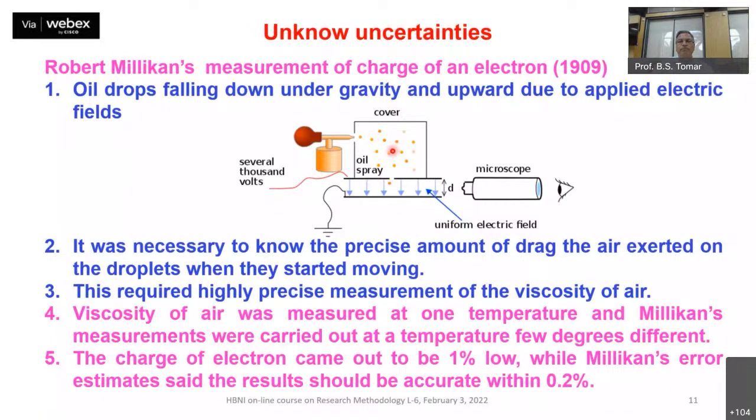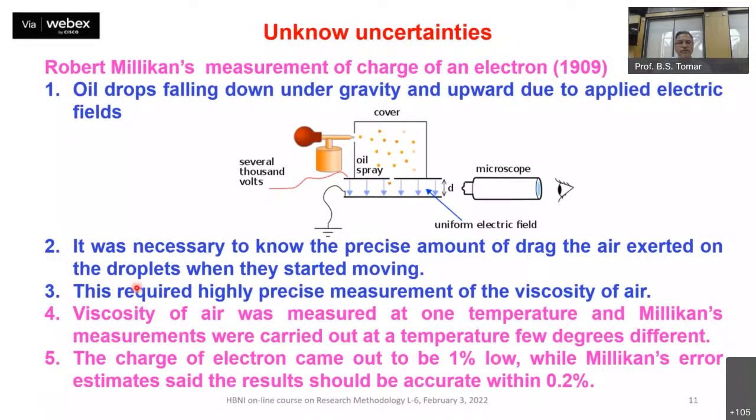So there is a balance between the gravity and the applied electric field, to make for a steady drop of the oil drop under this applied electric field. But then there is another factor here, which is the drag. It was necessary to know the precise amount of drag the air exerted on the droplets when they started moving. So when the droplets are falling down under gravity, and then the electric field gradient keeps them up, there is an air drag. So the viscosity of air also plays an important role.